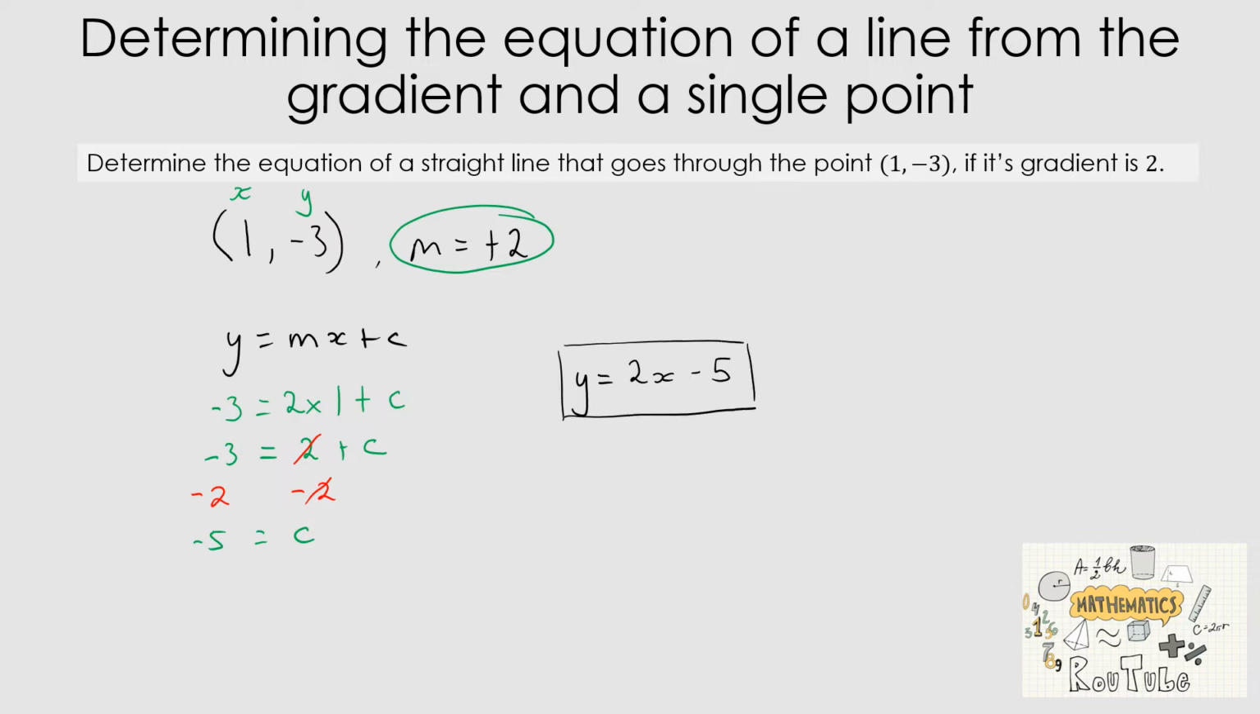So you can see there's an extra step or two when you're given a point and the gradient rather than just being given the gradient and the y-intercept. So the equation of the line that goes through that point with a gradient of 2 is y equals 2x minus 5.